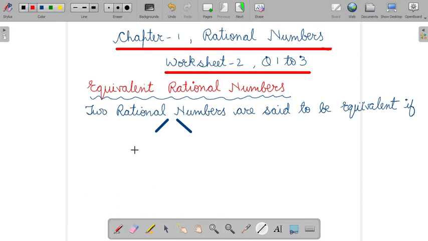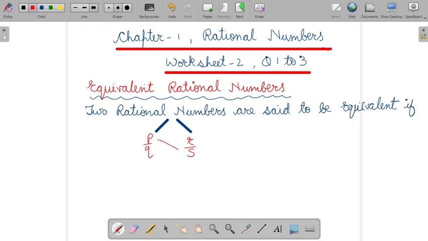In worksheet 2, let's discuss equivalent rational numbers. Let the two rational numbers be P upon Q and R upon S. Two rational numbers are said to be equivalent. Equivalent means equal.